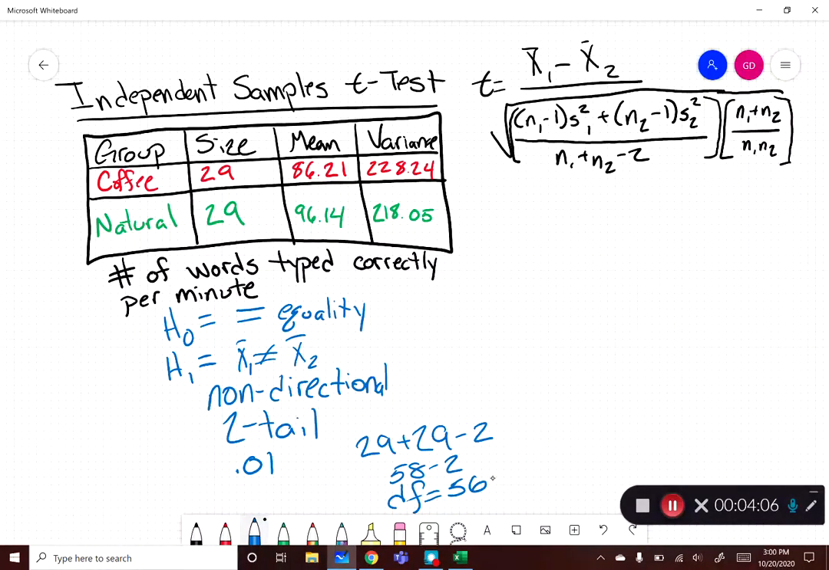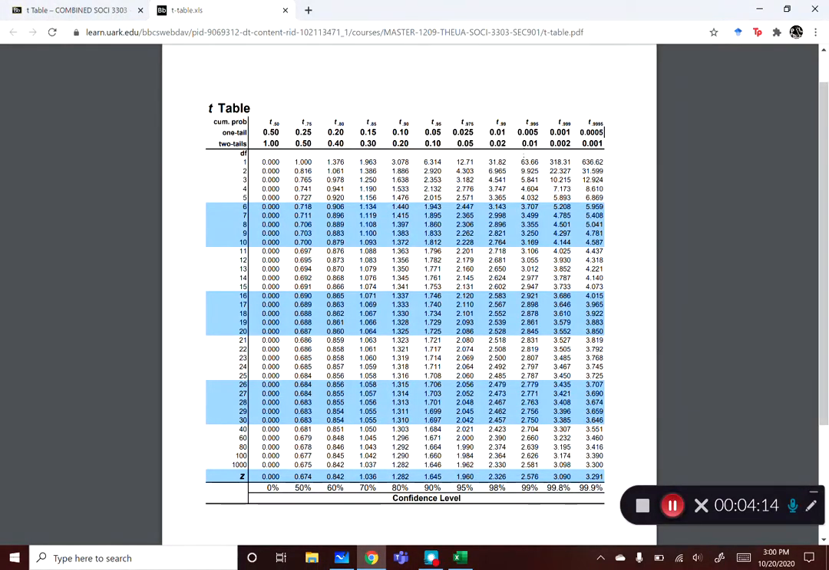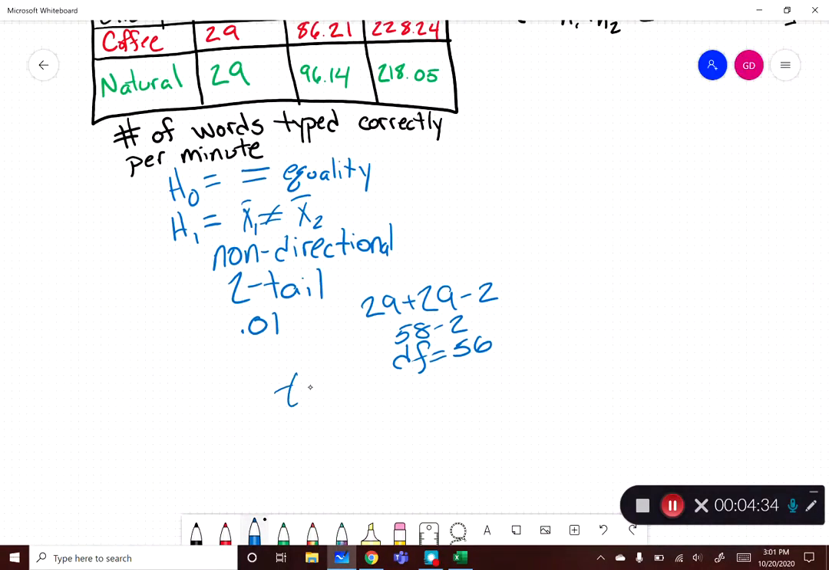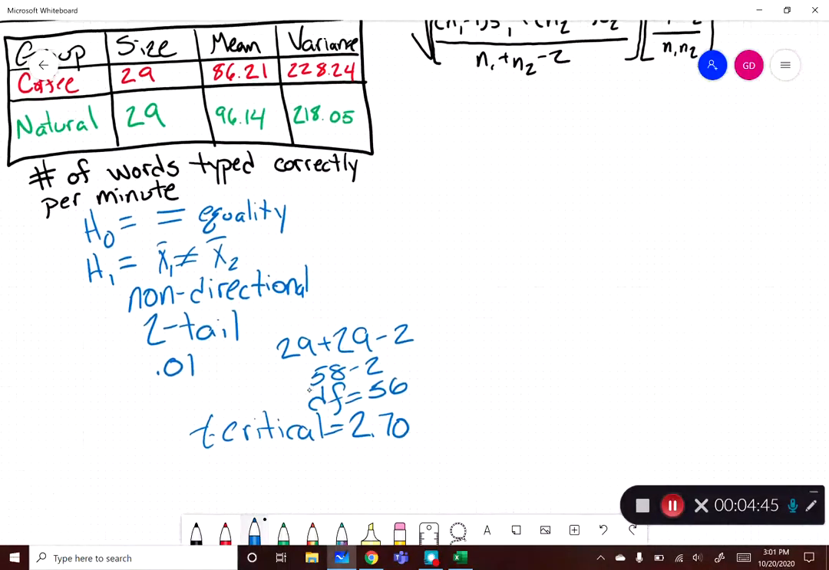So when we go back to the table, we know it's two-tail, 0.01, and 56 degrees of freedom. So again, two tails, 0.01, and let's go down. The closest we can get is 40 or 60. For this one, if we go under, it's going to give us a higher value. So let's use, at 0.01, two tail, 2.70. So our t critical equals 2.70. That's what we're going to compare our obtained value to.